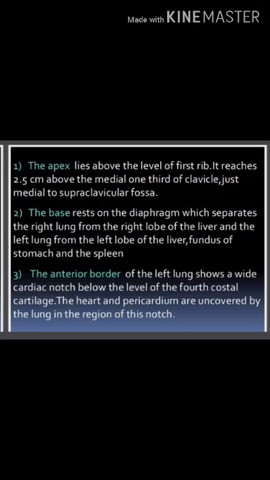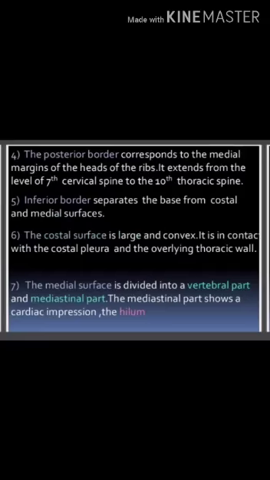the supraclavicular fossa. The base rests on the diaphragm, which separates the right lung from the right lobe of the liver, and the left lung from the left lobe of the liver, fundus of the stomach and the spleen. The anterior border of the left lung shows a cardiac notch at the level of the fourth costal cartilage. The heart and pericardium are uncovered by the lung in the region of this notch. The posterior border corresponds to the medial margins of the heads of the ribs. It extends from the level of the 7th cervical spine to the 10th thoracic spine.